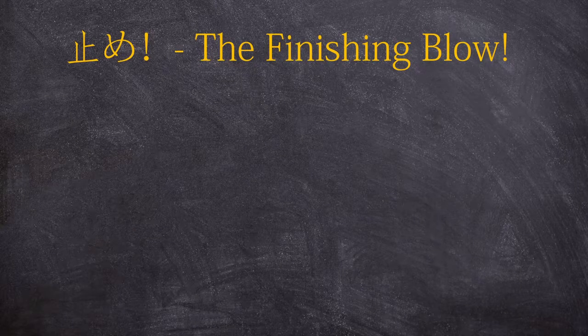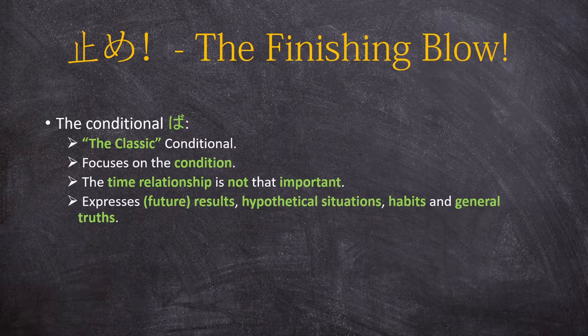And finally, let's deal the finishing blow to our second conditional and to our third episode in the conditional series. Now, we have learned today that the ba conditional is really the classic conditional. It is equivalent to the English zero conditional, the first and the third conditional. That is something that is really floating around the internet lately, because everyone is trying to learn the ba conditional in this way, and I don't see really a problem with it.